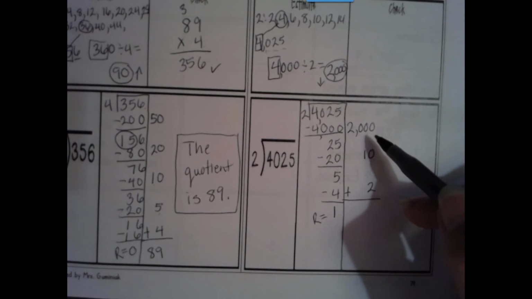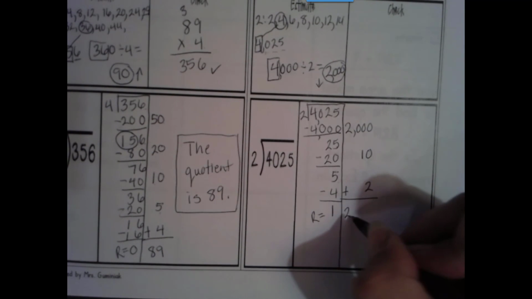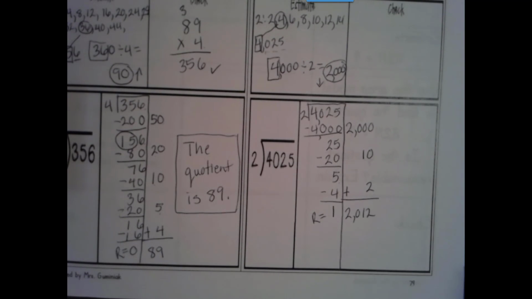We're going to add up these partial quotients. 2,000 plus 10 is 2,010. Plus 2 more is 2,012.